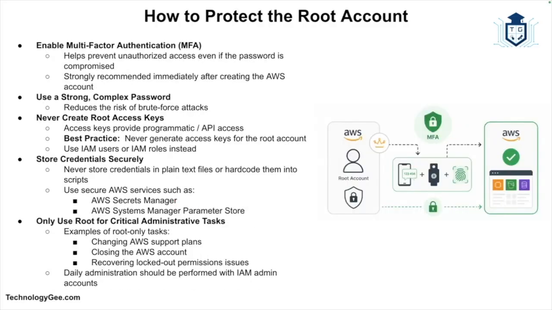All right, next, let's talk about how do you protect the root account. So protecting the root account, this is one of the most important concepts for both the exam and real world security. So here's what you should always do. You want to enable multi-factor authentication because this adds a second layer of security beyond just a password. You obviously want to use a strong password, so don't go out there and create password 123. Instead, use a long and complex password. Do not create access keys for the root because access keys can allow programmatic access, and you should never create these for the root user. You want to store your credentials securely, so use tools like AWS Secrets Manager or AWS Systems Manager Parameter Store.